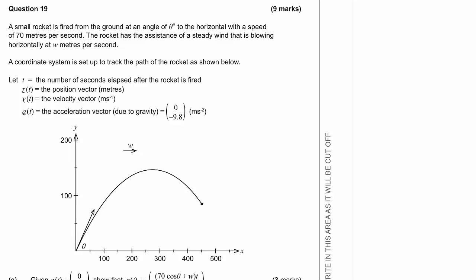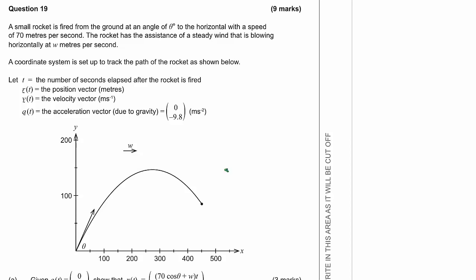A small rocket is fired from the ground at an angle of theta degrees to the horizontal with a speed of 70 meters per second. The rocket has the assistance of a steady wind that is blowing horizontally at W meters per second. A coordinate system is set up to track the path of the rocket as shown below. So we don't need to worry too much about this stuff just at the moment.